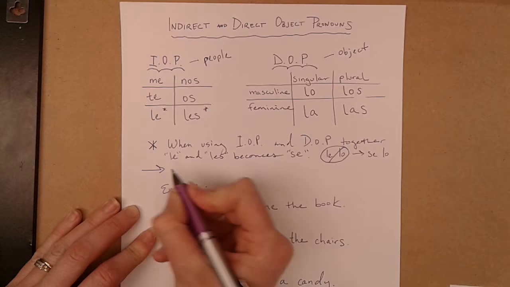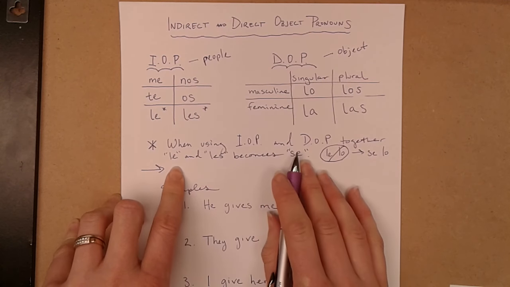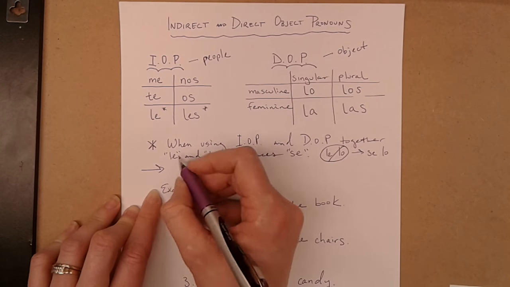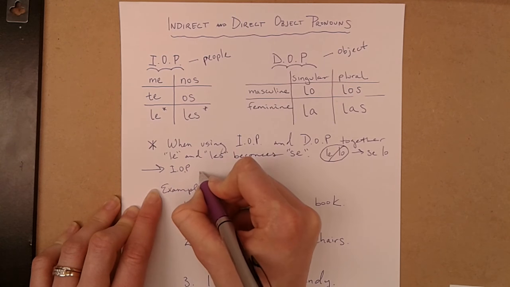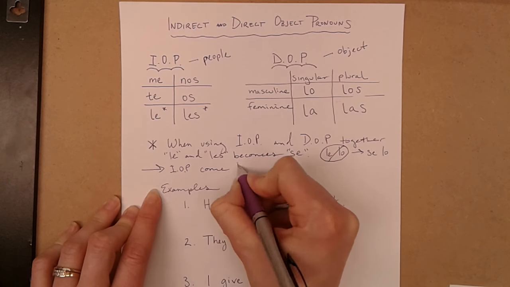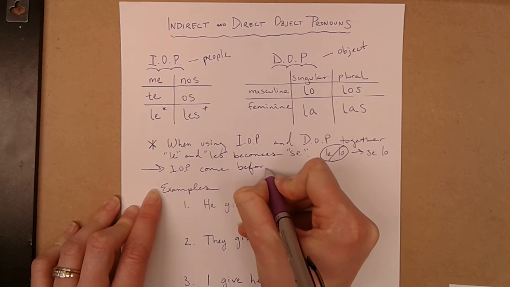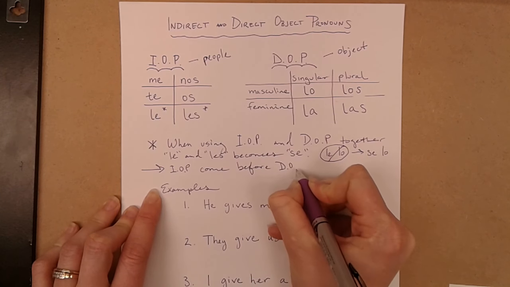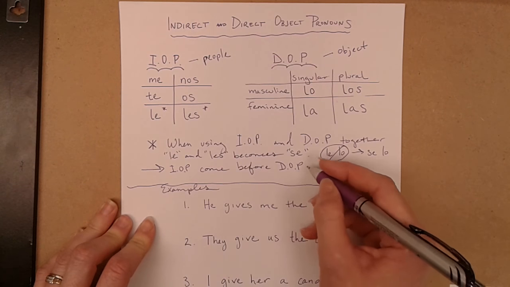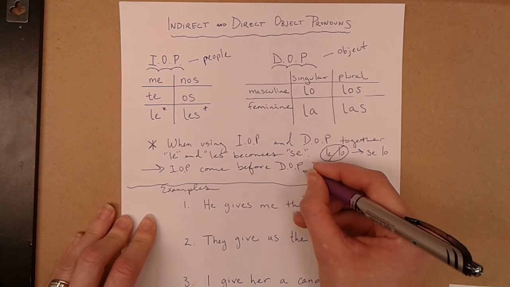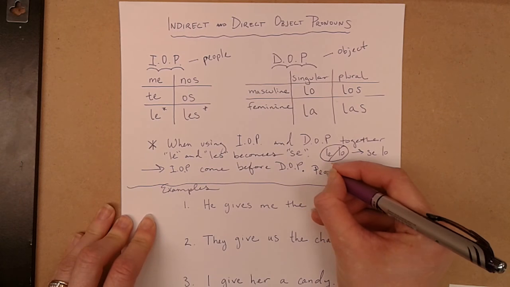Another quick tip is that when you're using them together, indirect object pronouns come before direct object pronouns. If it helps you remember just the general rule, you can think: people first.